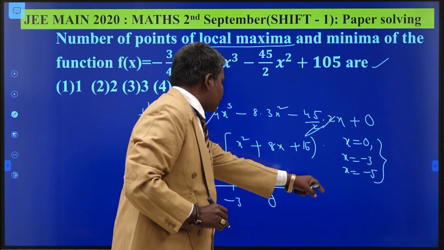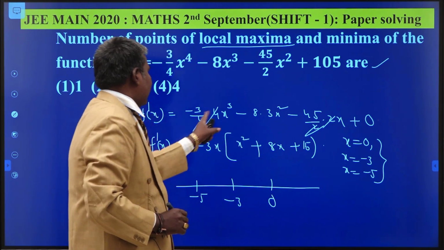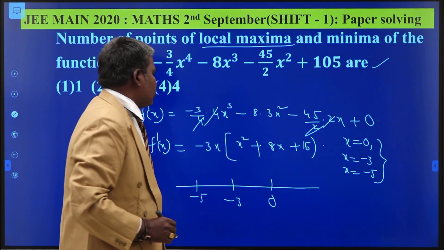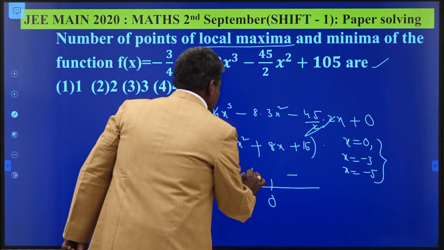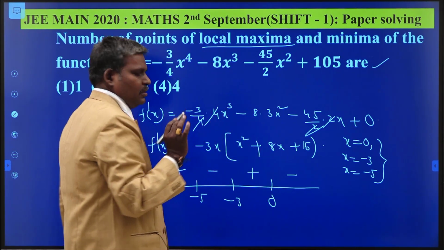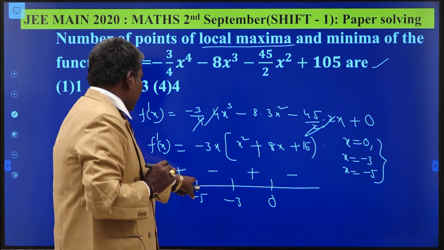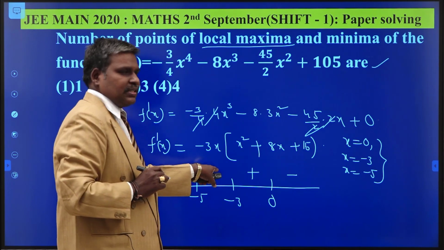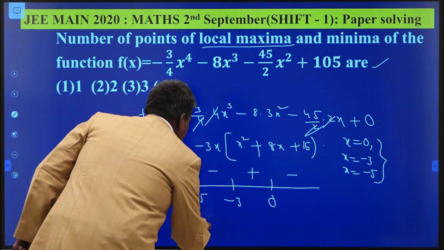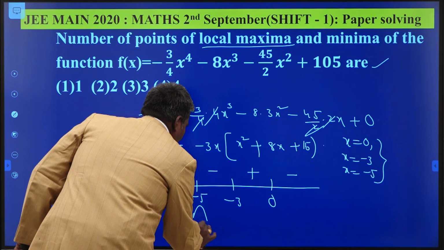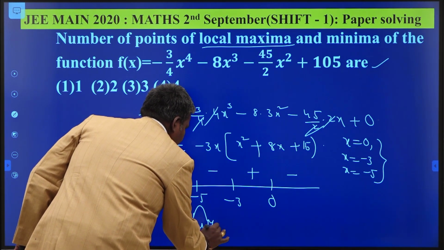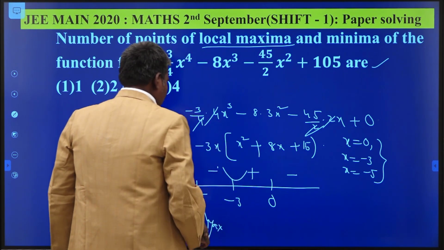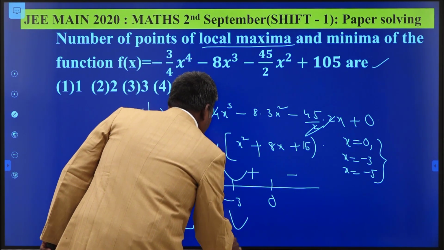If you take the values more than 0, the entire f dash is what? Either negative or positive. So up to here it will be positive. Minus is there. Minus into plus, minus. This is minus, plus, minus, plus. We obtain in this manner. So at minus 5, the derivative changes from plus to minus. You get in this manner. So local maximum. Here negative to positive. So we obtain local minimum.